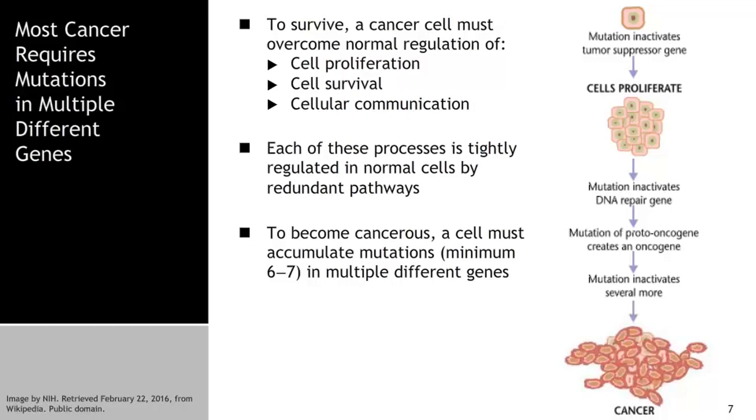So you can see an example of this to the far right. At the top, we see a normal cell where a mutation has inactivated a tumor suppressor gene, so we see increased proliferation. This cell doesn't become malignant yet, though. First, it undergoes a mutation that inactivates DNA repair genes, an additional mutation that activates an oncogene, and then mutations that inactivate several different tumor suppressor genes that then induce it to become cancer.